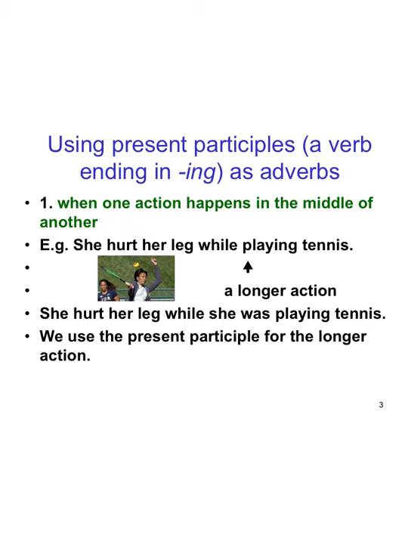Number 1. We use present participles when one action happens in the middle of another. So, there is a shorter action which happens in the middle of a longer action. For example, she hurt her leg while playing tennis. The word playing is our present participle. It refers to a longer action.